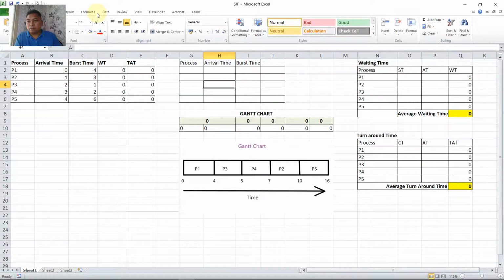This is the same input as I showed before in the Java simulator. Then we will solve for the Gantt chart first. First, the arrival time. If we look at this, P1 has a 0 arrival time. Let's put P1.